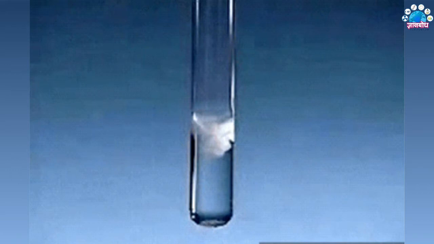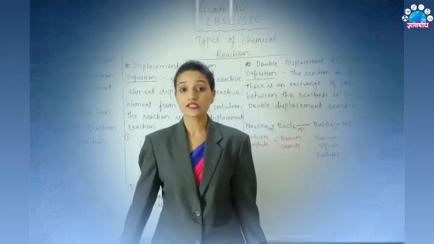What do we find here after the reaction? There will be barium sulfate. As soon as you mix the solutions of the two test tubes or two conical flasks into each other, you will find the formation of a white substance in the beaker or conical flask or test tube. That white substance is barium sulfate, and sodium chloride will be in aqueous form.